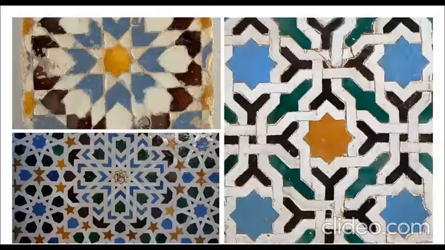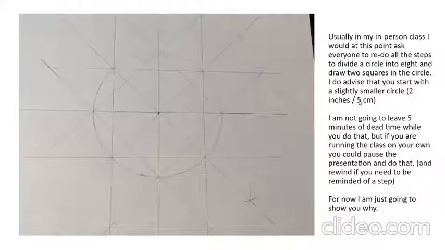I promised you 3 types of 8-pointed stars, so let's move on to the second one. 2 of these examples, the ones on the left, actually have the second type of 8-pointed star as part of their design. Usually in my in-person class, I would tell everybody, okay, we're going to redo all the steps and divide the circle into 8 again, because practice makes perfect.